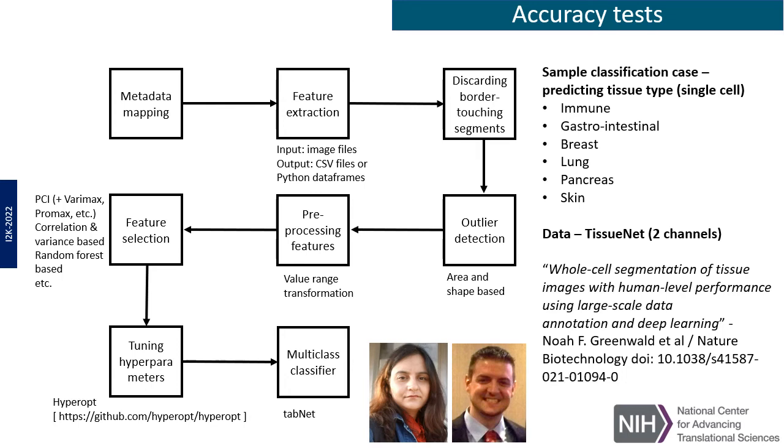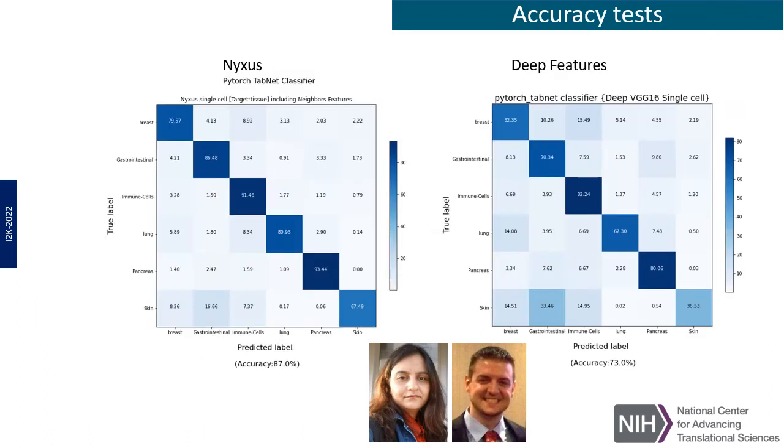The goal of this test was predicting a tissue type. The test result, along with a confusion matrix, is presented on this slide, a matrix per each feature extraction situation. The Nyxus-based pipeline outperformed the deep feature-based one in predicting this 66-class tissue type by actually a large margin.